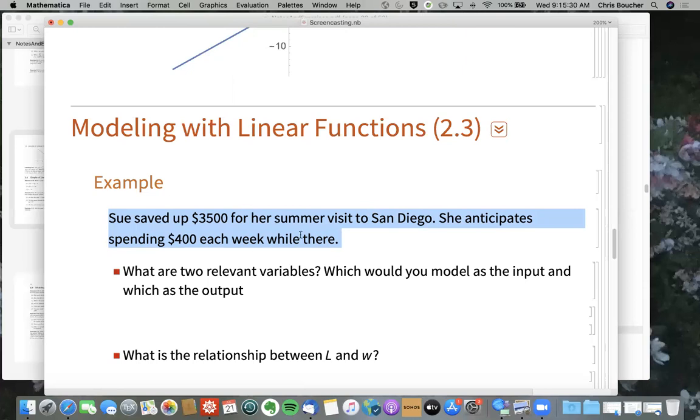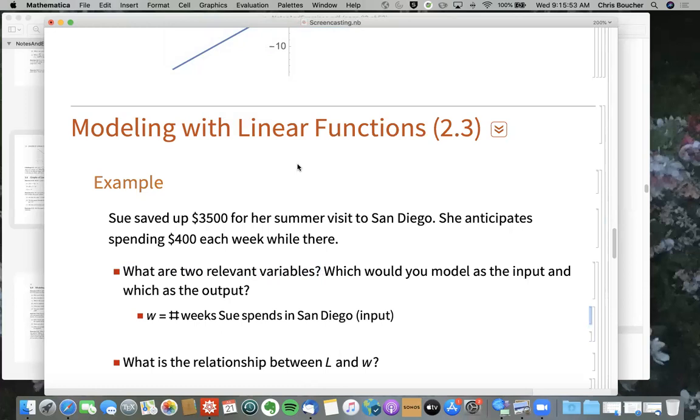So this doesn't really ask questions yet. The questions will come below. It just sort of lays out a scenario. First question, what are the two relevant variables, and which do we think is the input and which do we think is the output? Because again, in this class, our models will always be functional relationships. So there's always an input variable and an output variable.